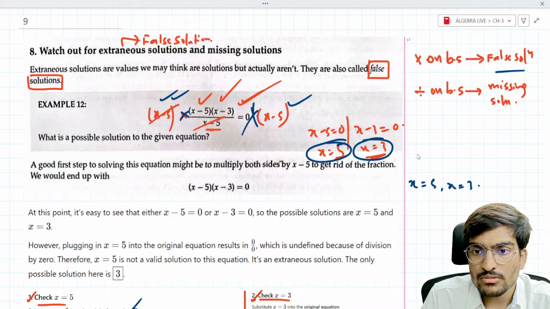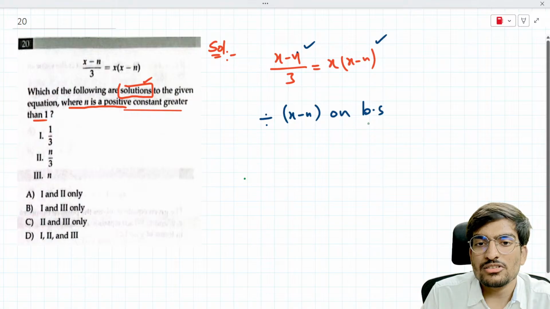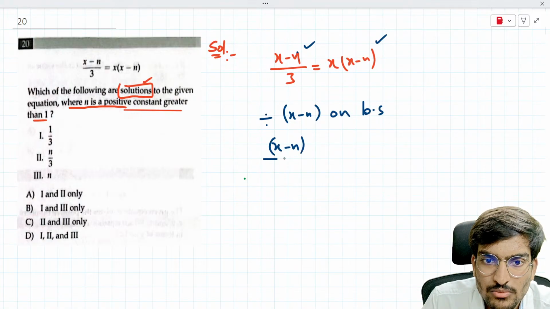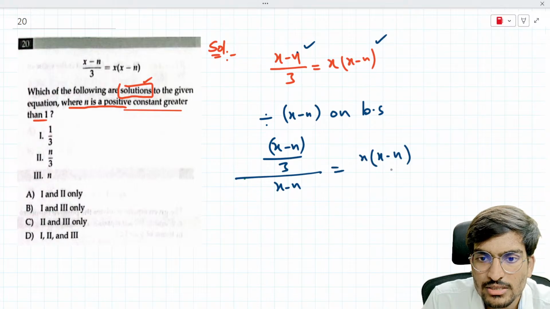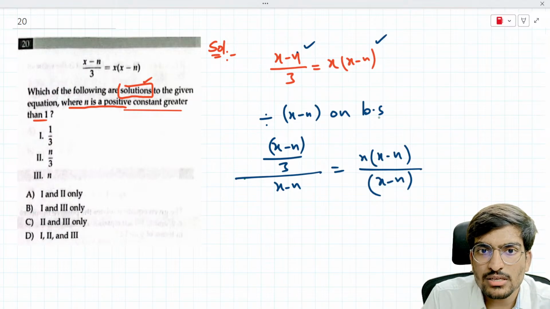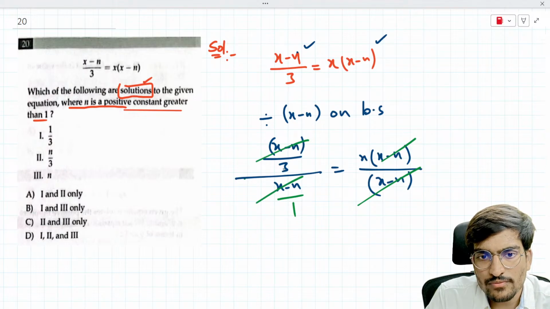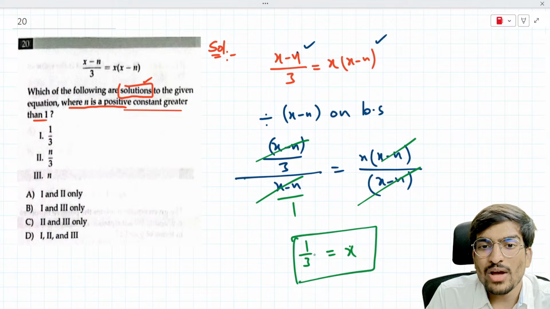Now let's go to this. So divide by x − n on both sides. So what do we get? (x − n)/3 divided by x − n, and x times (x − n) divided by just x − n. So x − n cancels here, and here also. Nothing is there, 1, so you can cancel this. So you end up with 1/3 equals x directly. So you got the x value as 1/3.